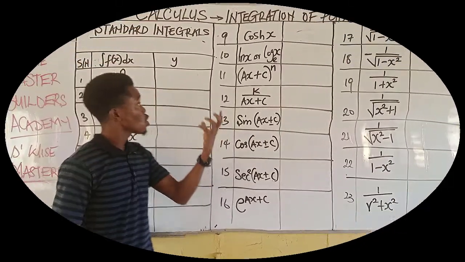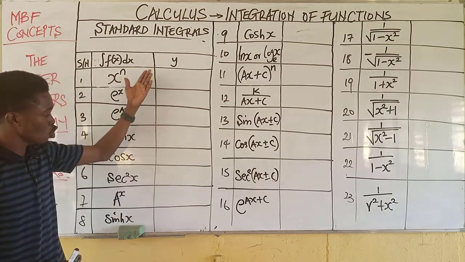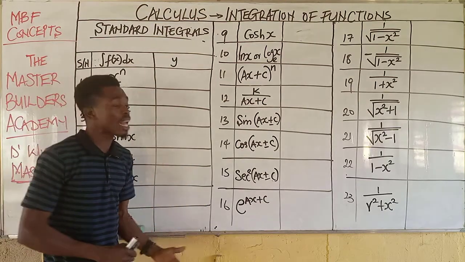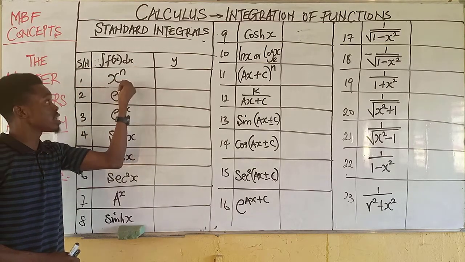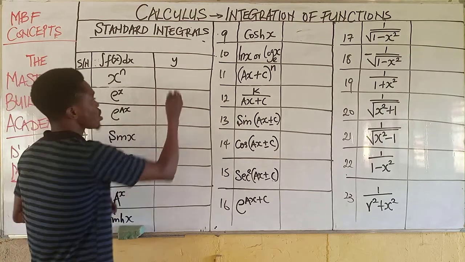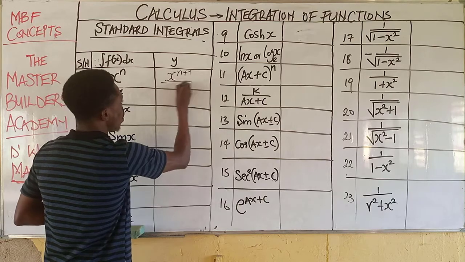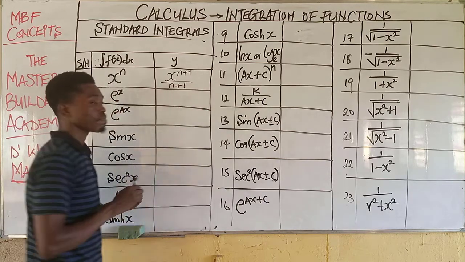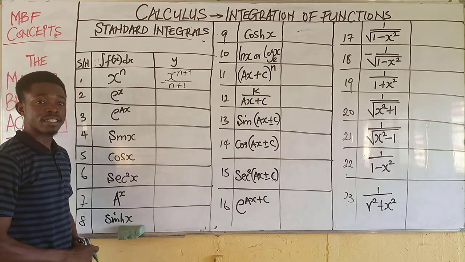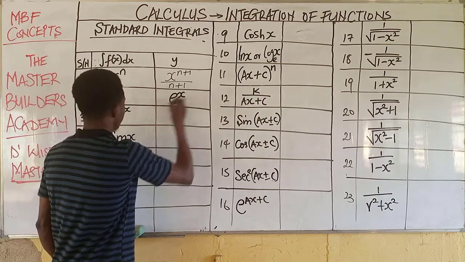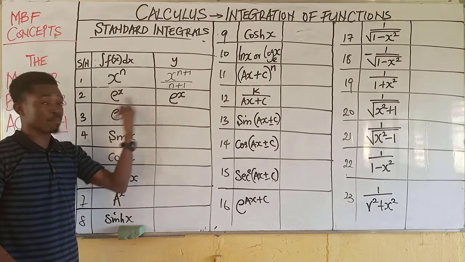Now, guys, on the board we have standard integrals. We are quickly going to run through this analysis. When you integrate a polynomial function, which is x raised to the power of n, all you simply have is x raised to the power of n plus 1 all over n plus 1. When you integrate exponent x, you have exponent x.